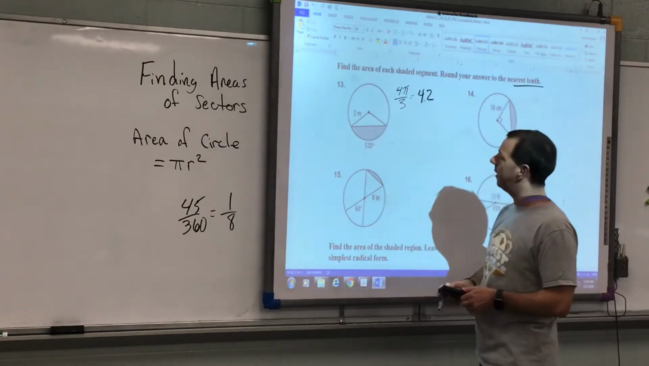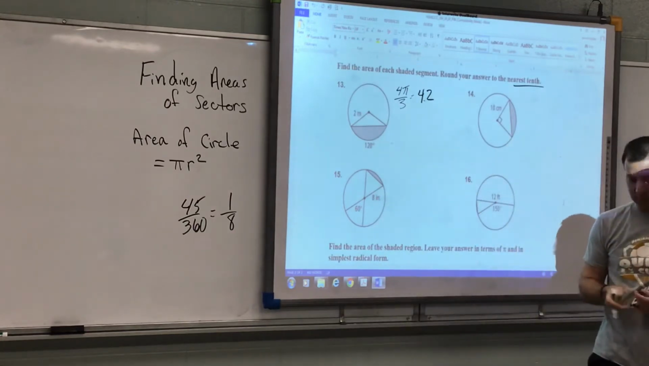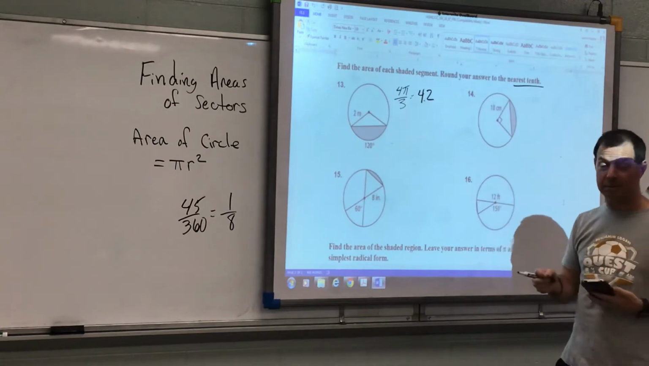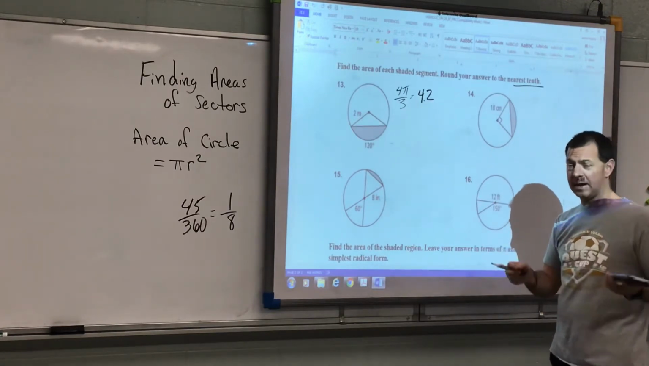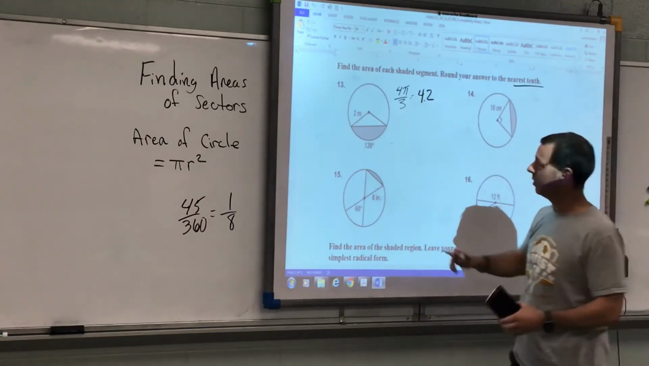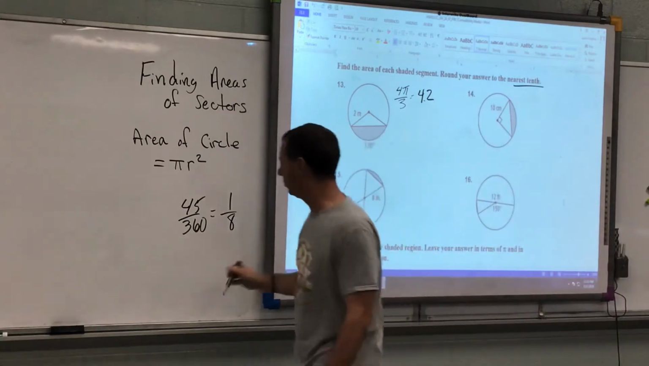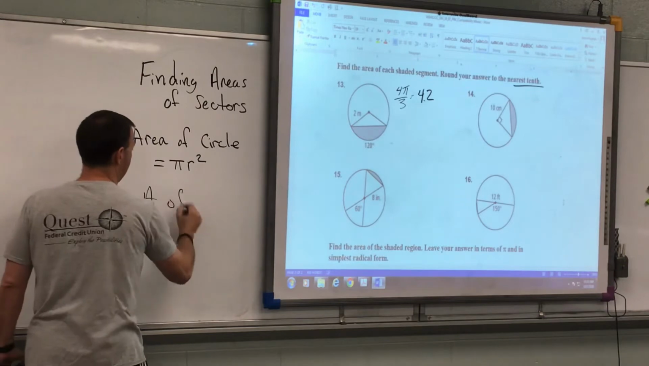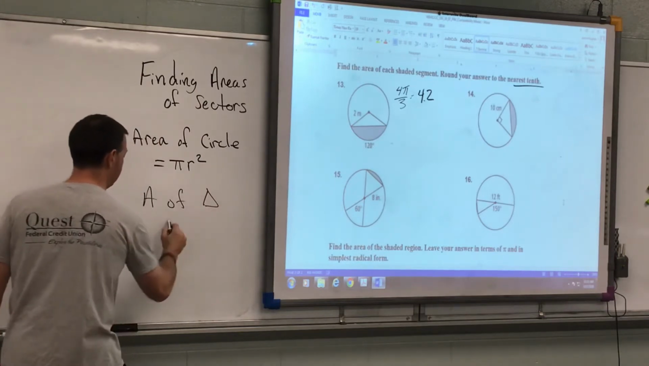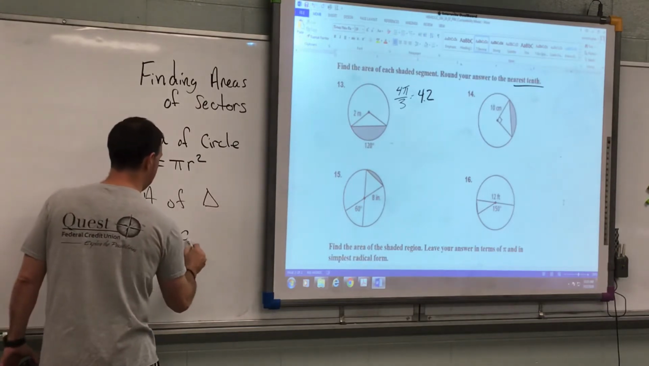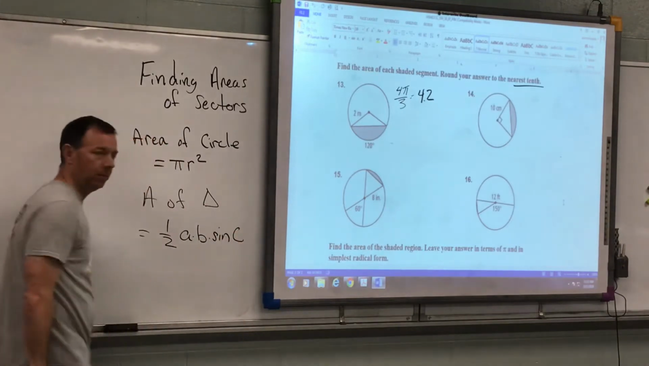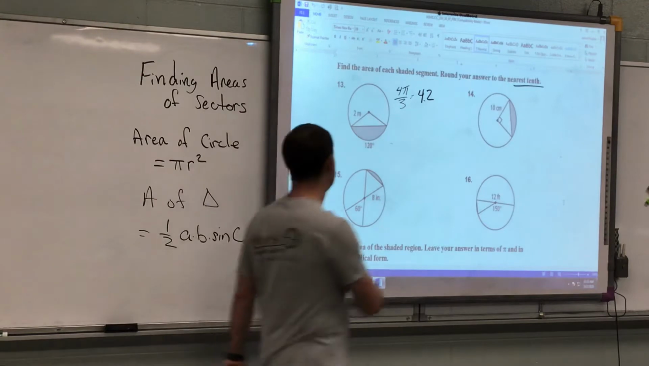All right, now to find the area of that triangle, remember that triangle formula where I had 1/2 the side length times the side length times the angle in between, the sine of that angle? That's the formula that I'm going to use right here. So the area of a triangle is going to be 1/2 A times B times the sine of the angle in between. So I'm going to use that here.